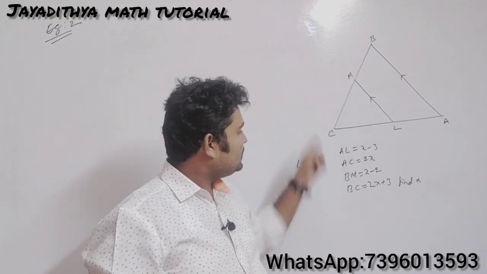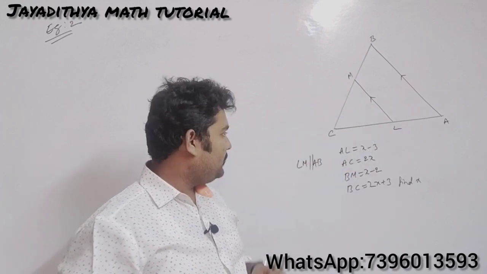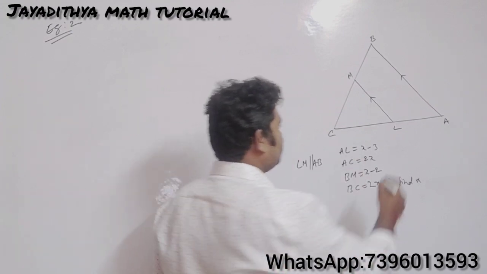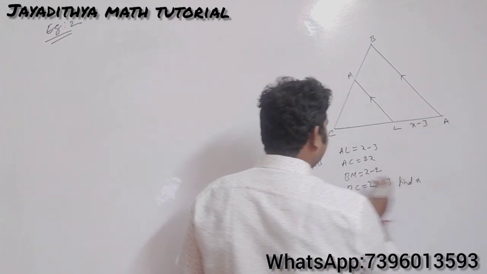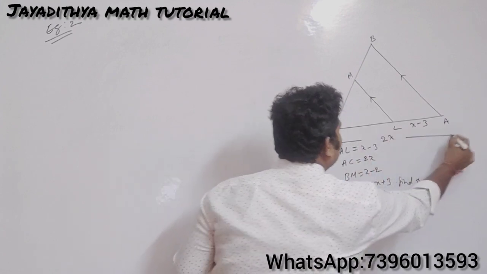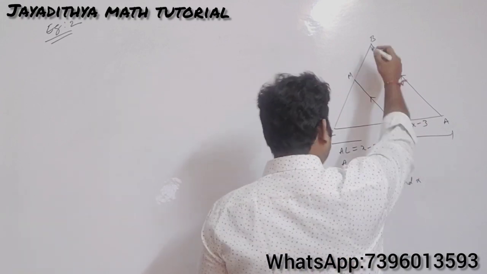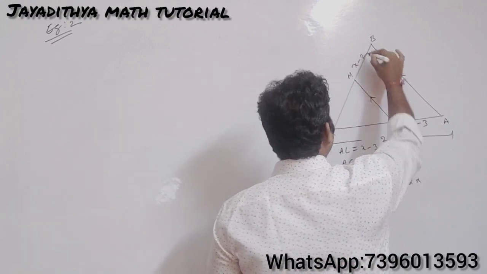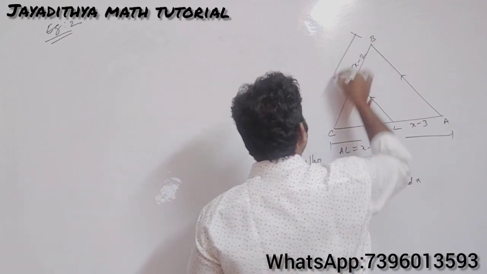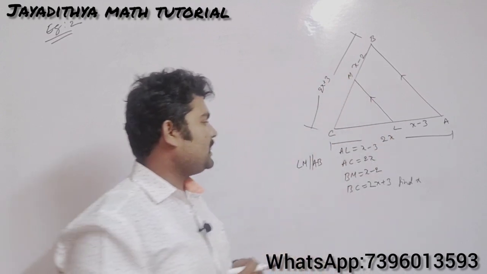In triangle ABC, he has given that LM is parallel to AB, and he has given some dimensions also. AL is x minus 3. AC means this complete side, so AC is given as 2x. BM is given as x minus 2, and BC, this complete side, is given as 2x plus 3.